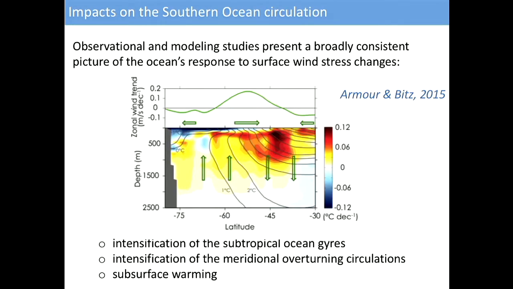There's also impacts on the Southern Ocean circulation, and Andy Hogg's done a lot of research on this, where if you have this shift or strengthening of those westerlies in the Southern Ocean, then that leads to Ekman transport, so it leads to some cooling at the surface, poleward of that, and warming to the north. And then that actually has a signature in the ocean as well. So it intensifies the subtropical ocean gyres and the meridional overturning circulations and leads to some warming down there.